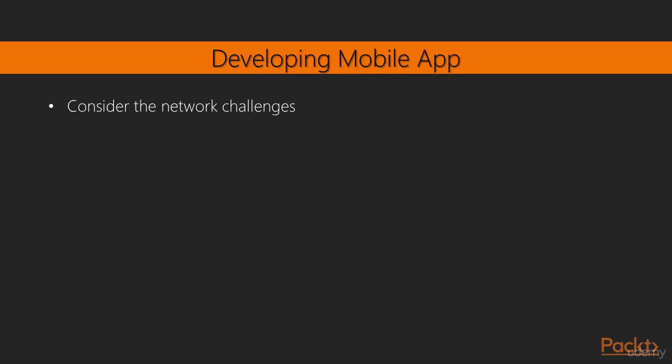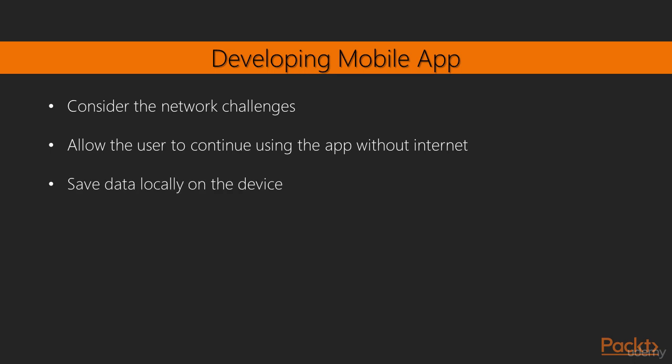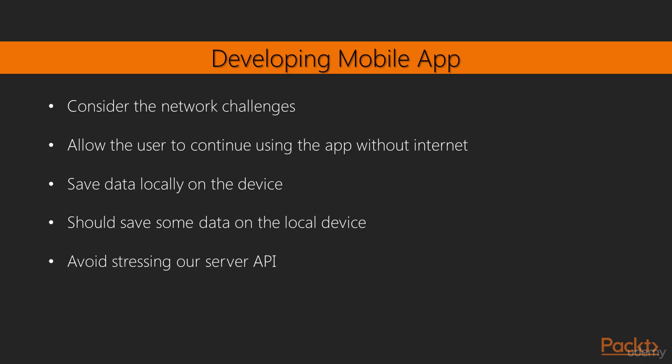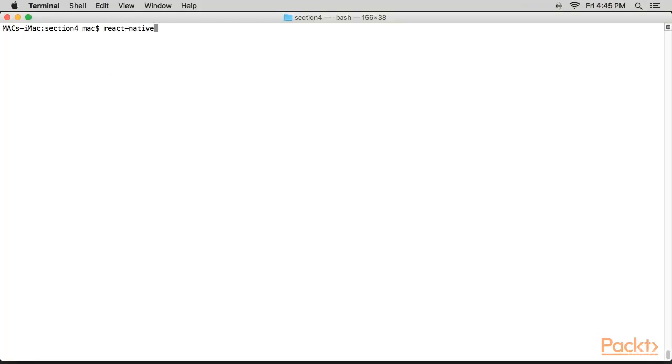When developing a mobile app, we need to consider the network challenges. A well-designed app will allow the user to continue using the app without internet connection. This will require the app to save data locally on the device when there's no internet connection, and then sync with the server when the network is available again. Another challenge to overcome is the fact that network connectivity might be slow or limited. In order to improve the performance of our app, we should save some data on the local device to avoid stressing our server API.